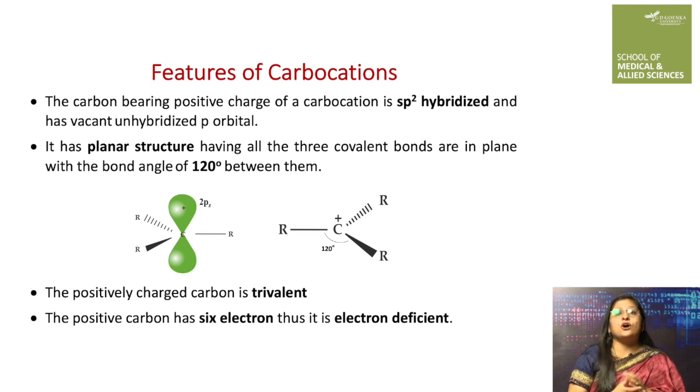Now, features or the characteristics of carbocations. The carbon bearing positive charge of a carbocation is sp2 hybridized and has a vacant unhybridized p orbital. In the given figure, the green color orbital is showing the vacant p orbital. Second, it has a planar structure having all the 3 covalent bonds in plane with the bond angle of 120 degree as shown in the figure. The positively charged carbon is trivalent and has 6 electrons, thus it is electron deficient.